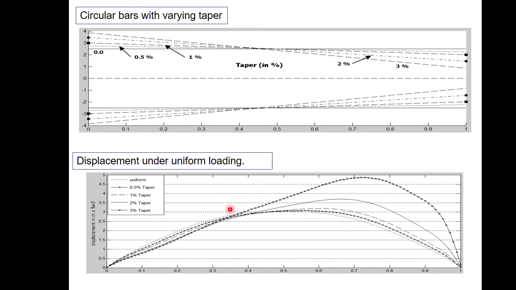Then this is a plot of the displacement field with uniform loading. If you make it taper, then for uniform loading the magnitude of load at different cross sections will be different. So that is why the displacement field is getting changed. For zero taper, that means for a uniform beam, the displacement field is symmetric. Then it is changing as such.